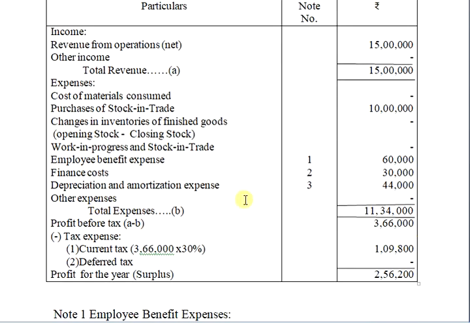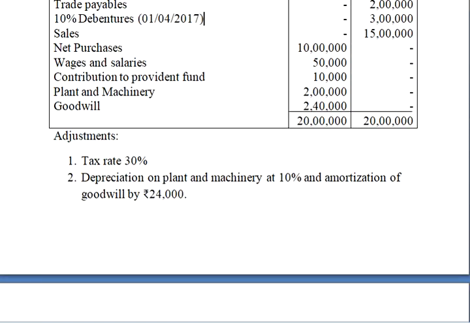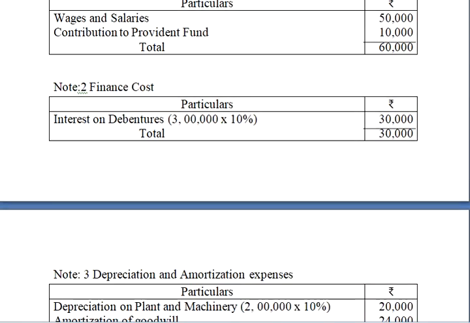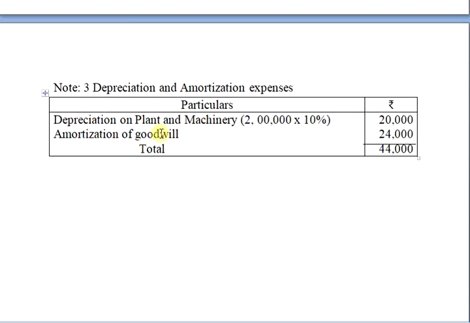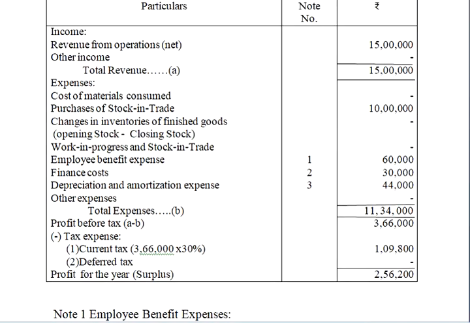Now my dear students, coming on to the next thing here. Depreciation and amortization expenses, note number 3, it is of 44,000. How we got that 44,000? I have clearly explained here. Plant and machinery 2 lakhs is given. Depreciation on plant and machinery is 10%. 2 lakh into 10% you will be getting 20,000, and amortization of goodwill 24,000. So 20,000 plus 24,000 you will be getting 44,000. You can see the note here. Note number 3, depreciation and amortization expenses. Depreciation on plant and machinery 2 lakh into 10% is 20,000. Amortization of goodwill 24,000 is directly given. Total it becomes 44,000, my dear students.